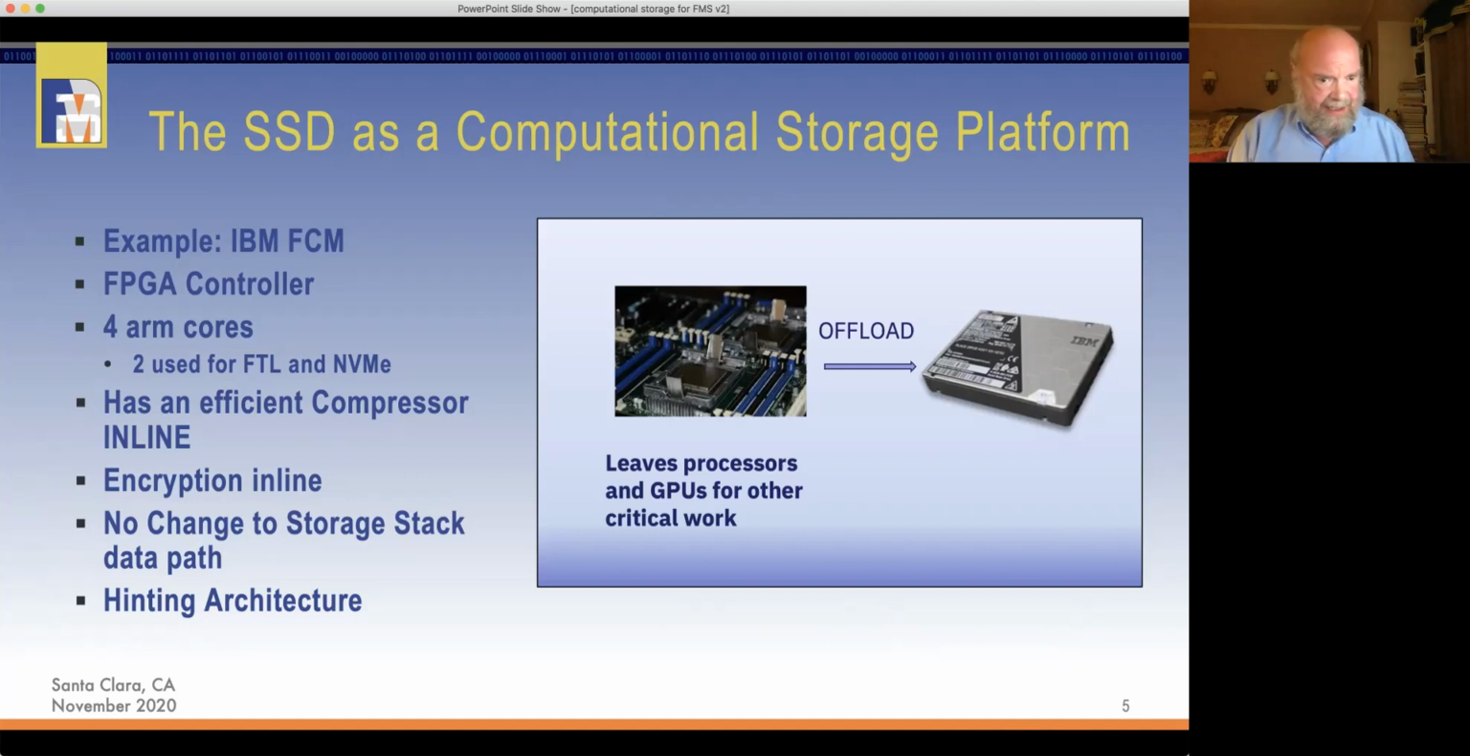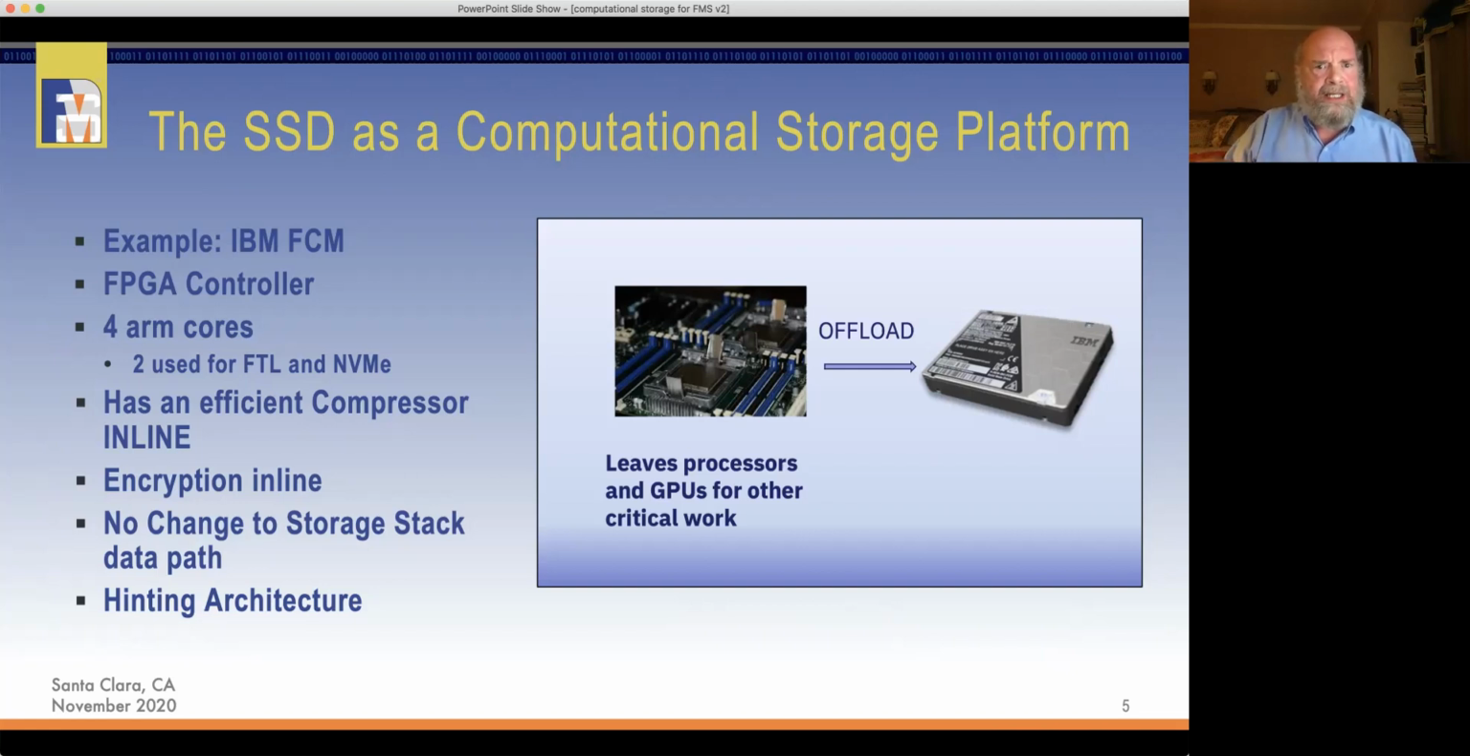We also have an AES 256 encryption engine that is in line. And all of this encryption, all of this compressing is done without any storage stack involvement whatsoever in the data path. Now, also what we've recently come up with is something that I call a hinting architecture. So with the compressor and the encryptor, those are examples of data manipulators. Those actually take the data and change it, and in one case reduce how much data you need to store, and in the other case provide security for data at rest.